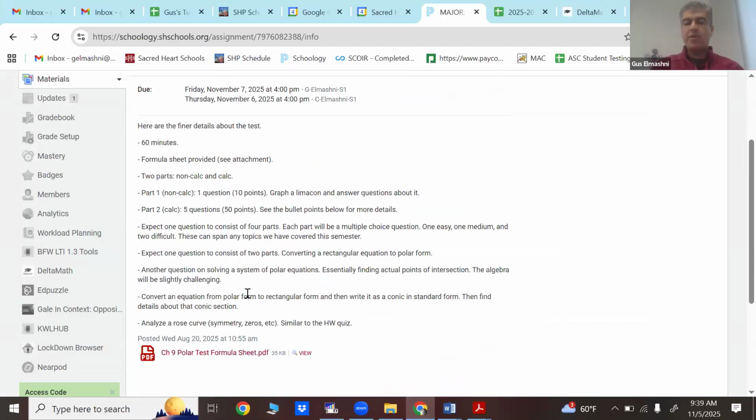Converting an equation from polar to rectangular form, also what we did last week. Then write it as a conic in standard form, and then find some details about the conic. Like maybe I'll say, hey, here's a polar equation. It's a hyperbola. Write it in rectangular form, then put it in standard form afterwards. And you have the formula sheet, so don't worry. But then I say, oh, then find me the distance between the two foci, or find me the location of the vertex, or the center, or whatever, something like that. So you'll have a question like that.